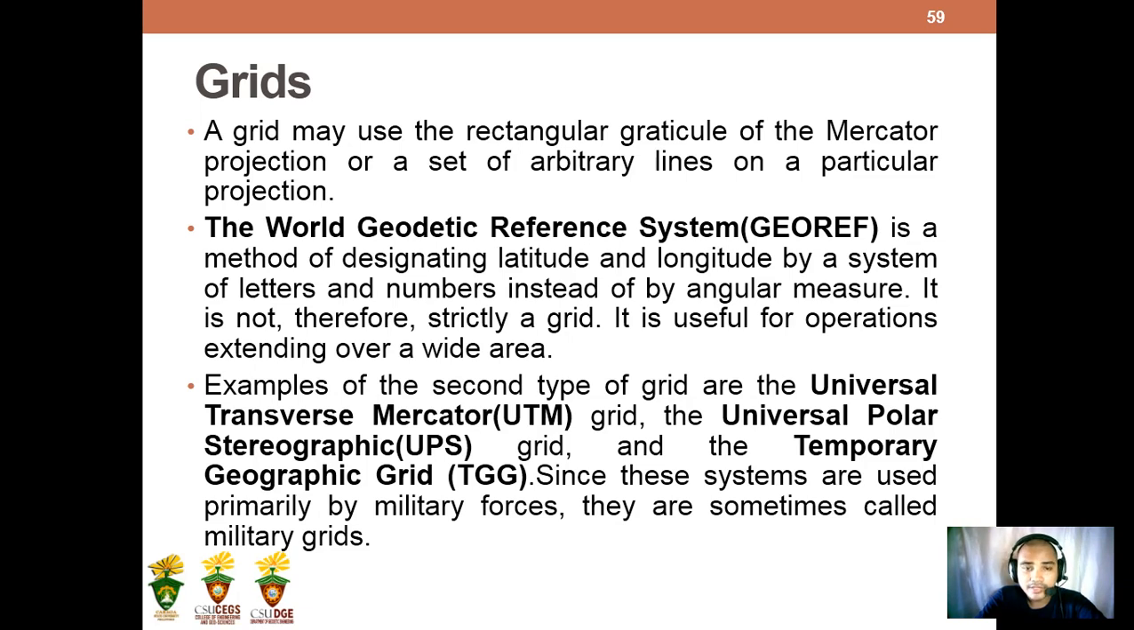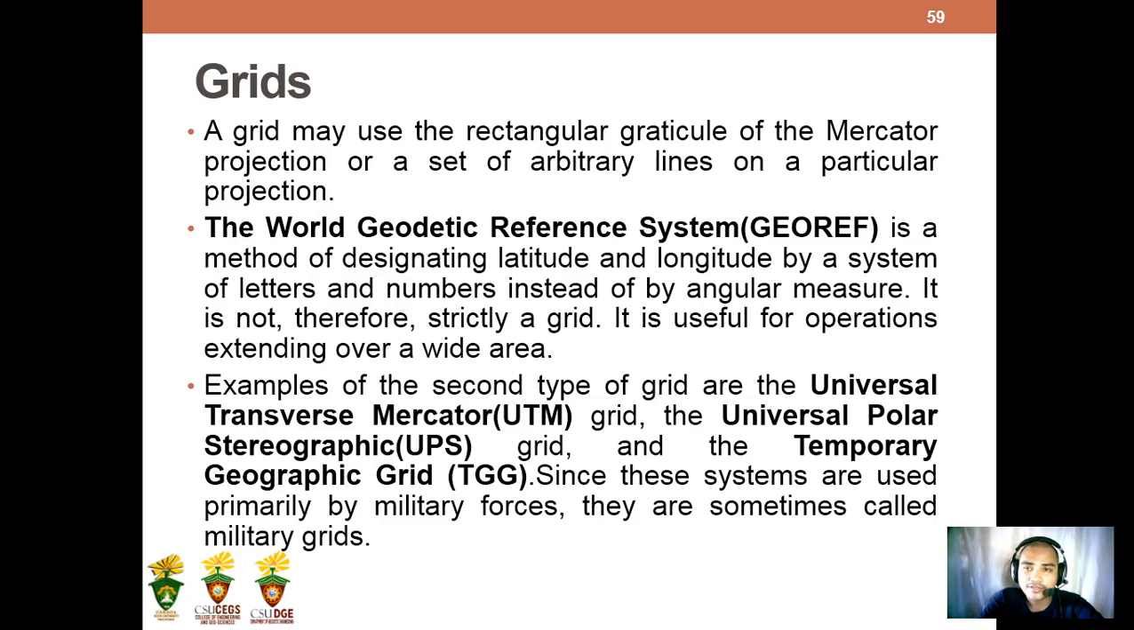So I agree, we may use the rectangular graticule for the Mercator projection, or not only for the Mercator projection but for a particular projection. It depends. There are projections with grids. And the World Geographic Reference System, or GEOREF, is a method of designating latitude and longitude by a system of letters and numbers instead of angular measure. For example, the WGS84.